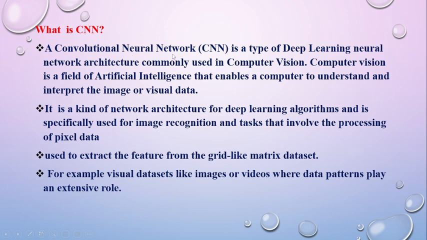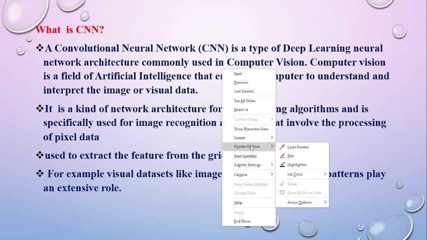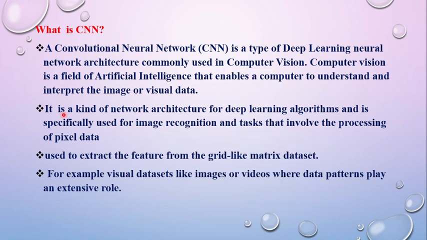So first of all, what is CNN? It's a type of deep learning neural network architecture commonly used in computer vision. Computer vision is a field of AI that enables a computer to understand and interpret image or visual data in an easy manner. Moreover, it's a type of network architecture for deep learning algorithms, used especially for image recognition and tasks that involve the processing of pixel data, and it extracts features from grid-like matrix data sets.